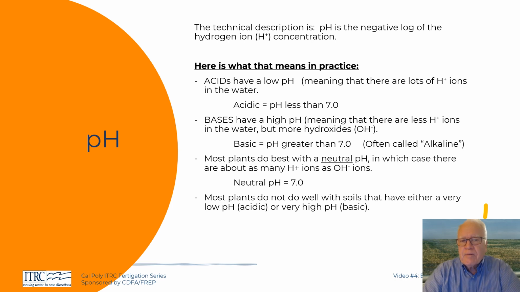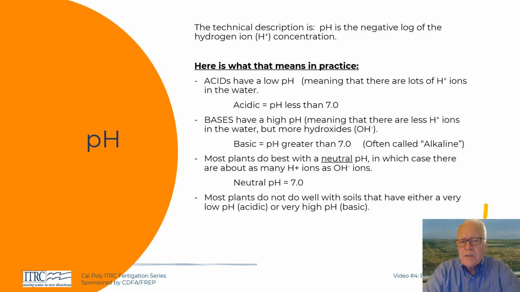Bases have a high pH. That means the pH is greater than neutral, greater than 7. And we have a term we use sometimes called alkaline. Some people say, oh, that's alkaline soil or black alkali soil, but there's some reasons for that, but usually it means that there's a lot of sodium and the pH is greater than 7.